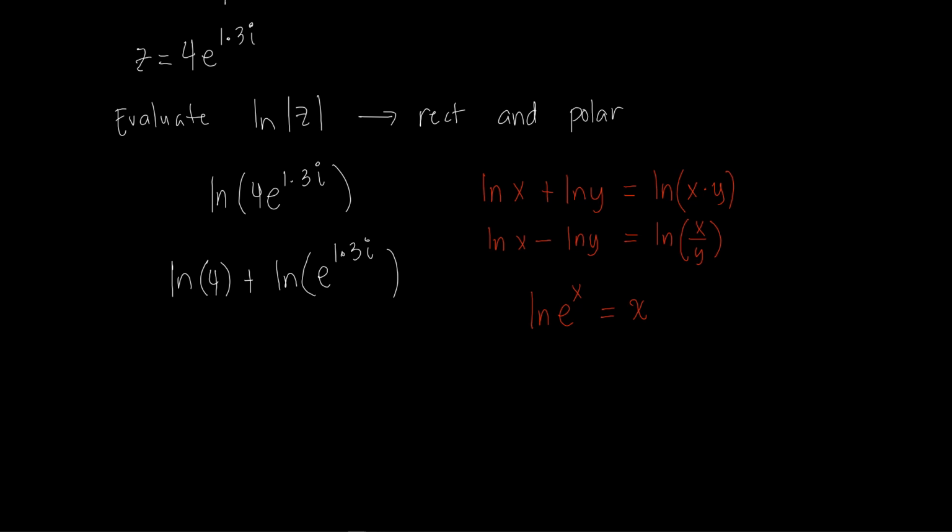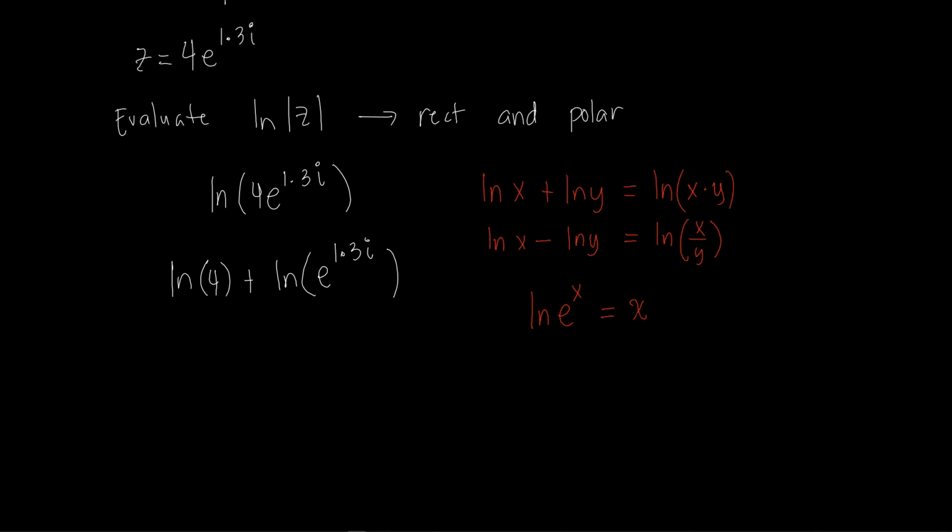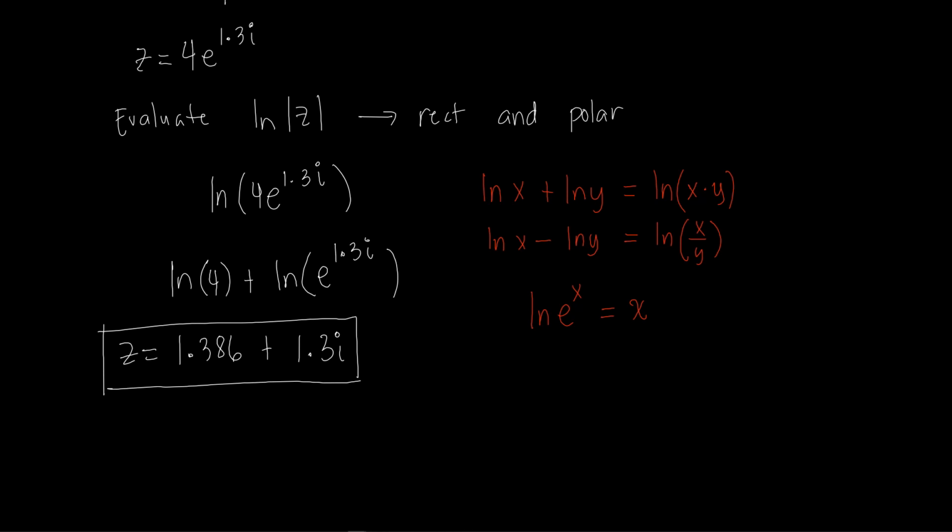Si ln of 4, kung i-evaluate nato, 1.386. Plus, kaning ln e raised to the power of x, mahimo na lang siyang x, so 1.3i na lang siya. So, naa tay answer, rectangular.